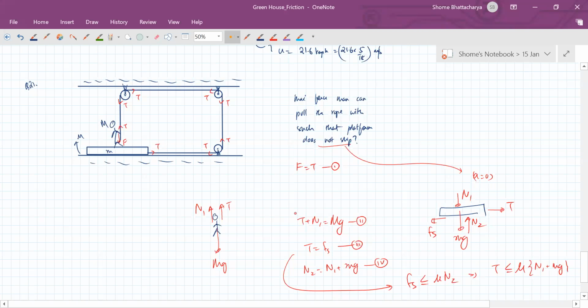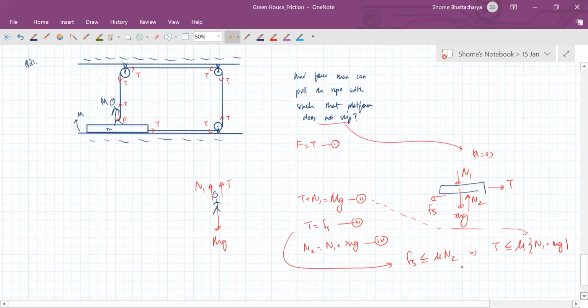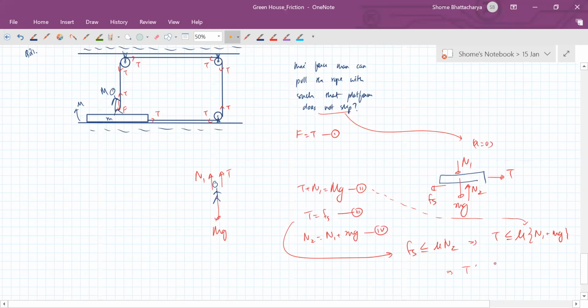Okay, and then substitute N1 from here in this. So you'll get the required relation. So the required relation now is that T should be less than or equal to mu N1, and N1 is capital Mg minus T plus small mg.